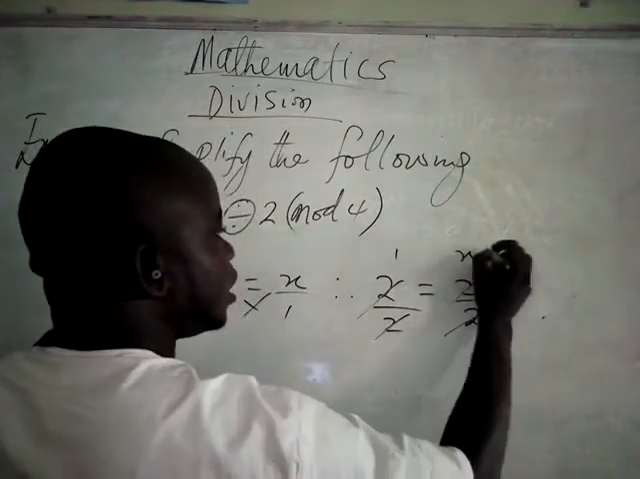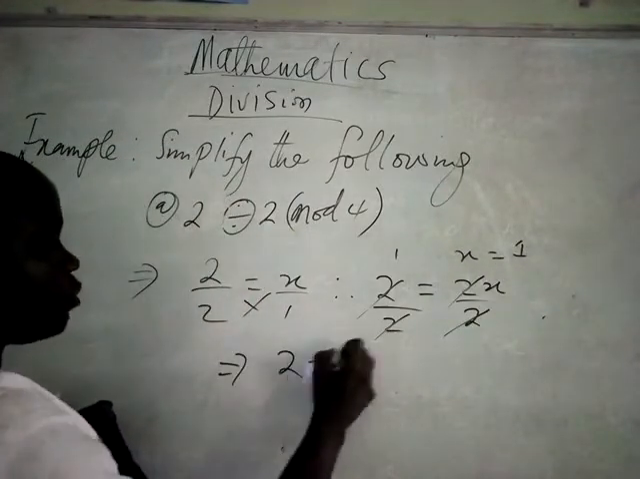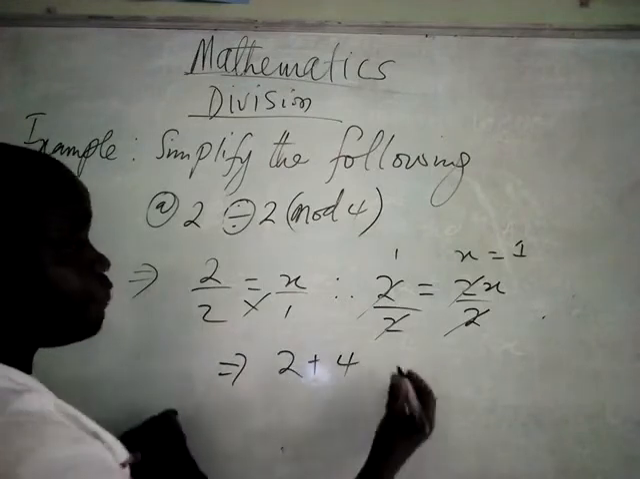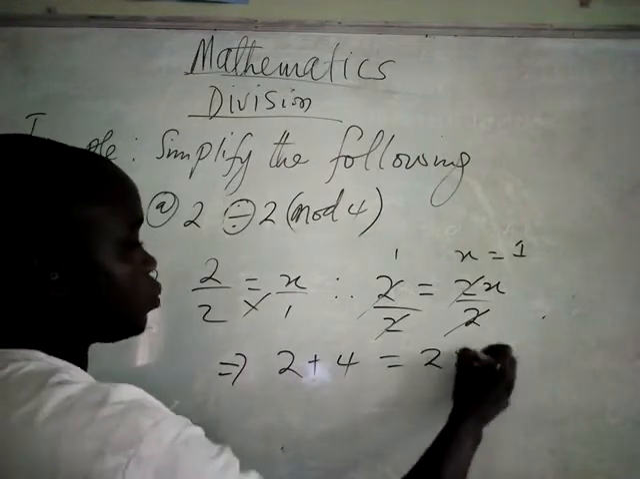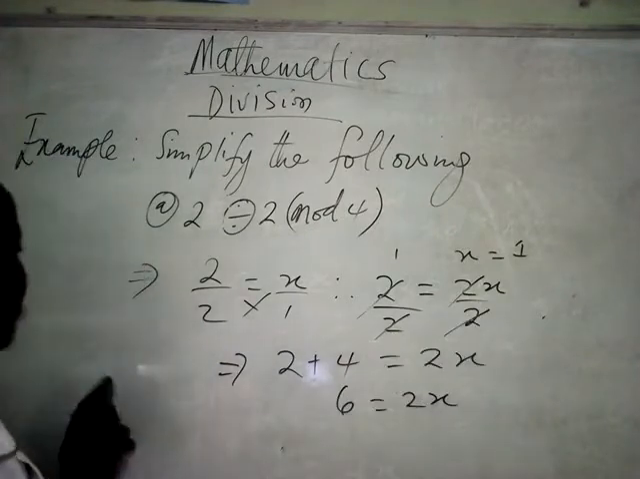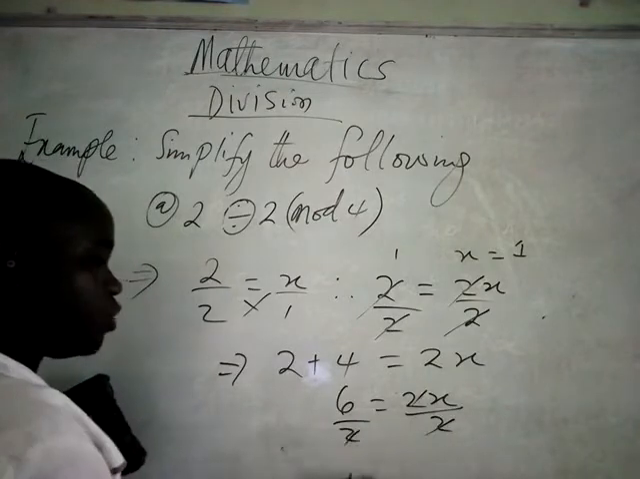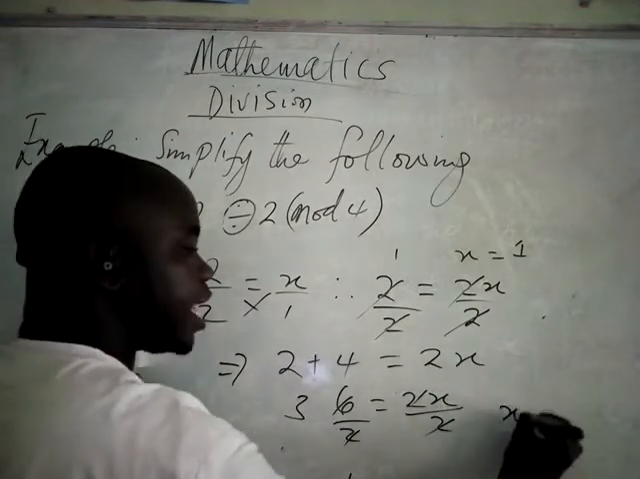Here we said x is equal to 1. Now let's assume I added a 4 here. If you add a 4 here, this is going to be 6 equal to 2x. You see the math? Now divide here by 2, divide here by 2. 2 cancels 2, 2 here gives 1, 6 here gives 3. That means x is equal to 3.